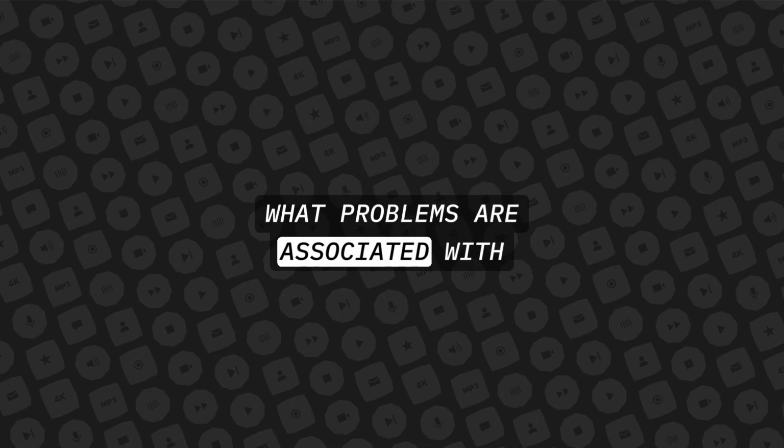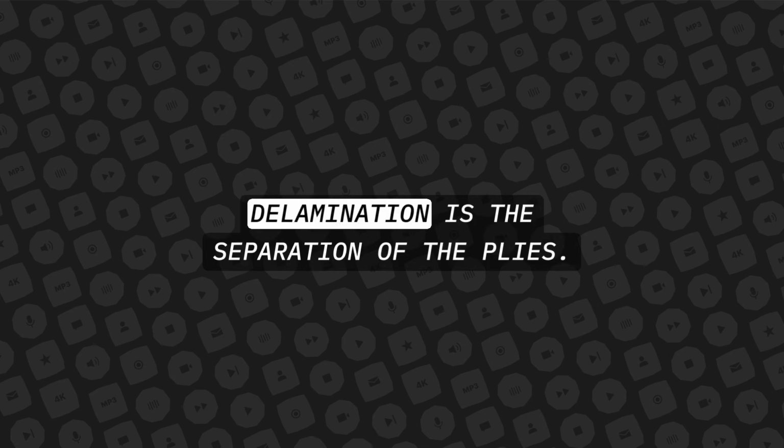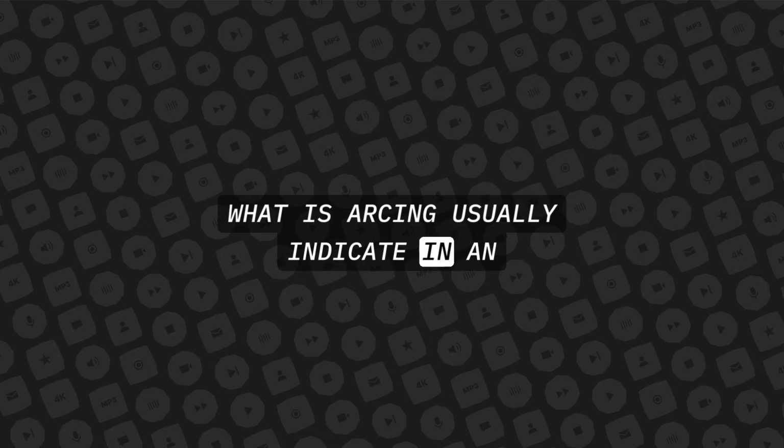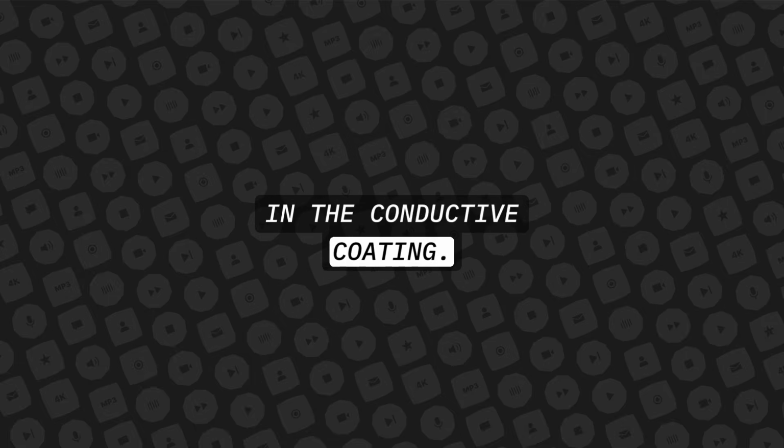What problems are associated with electrically heated windshields? Delamination, arcing, scratches, and discoloration. What is windshield delamination? Delamination is the separation of the plies. What does arcing usually indicate in an electrically heated windshield? Arcing usually indicates that there is a breakdown in the conductive coating.